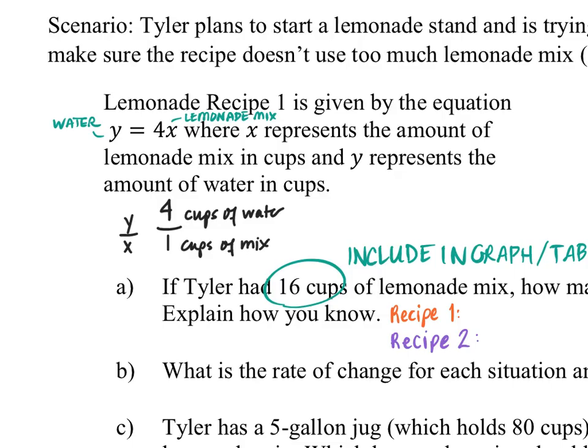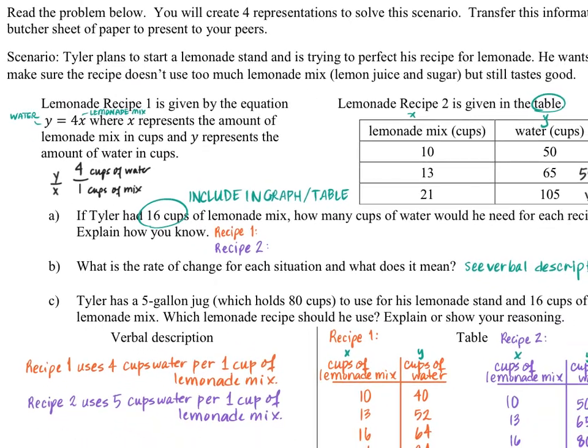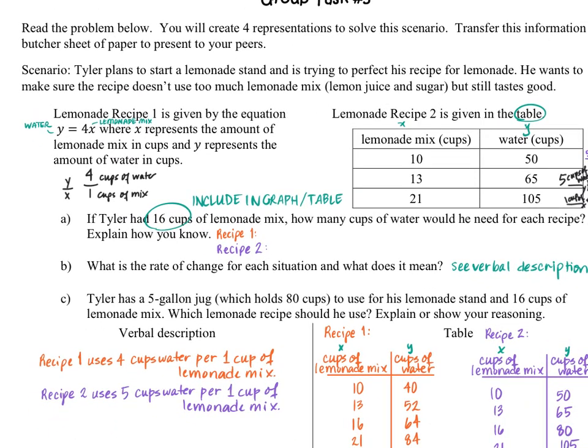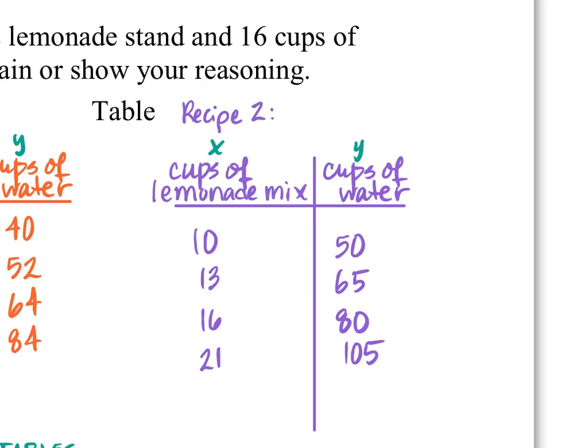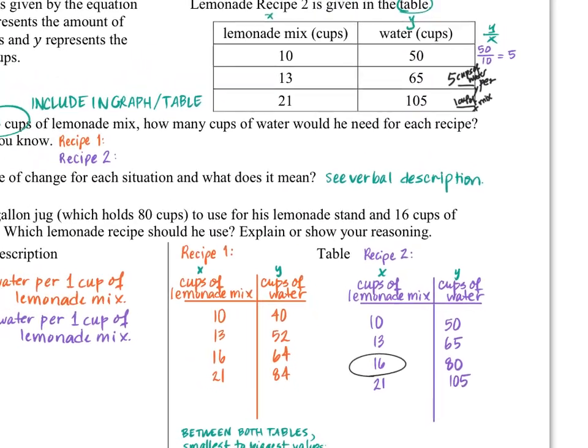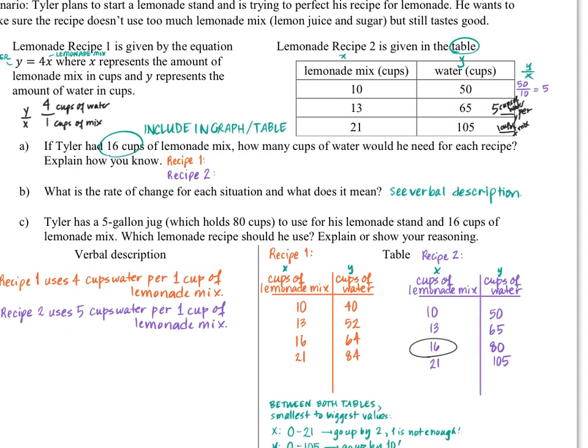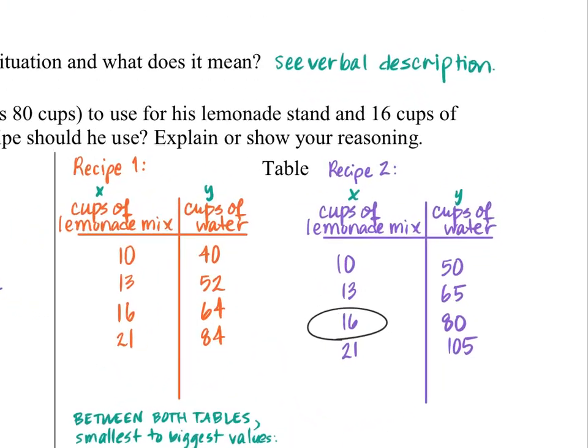Before we answer the questions in parts A through C, I'd like to dive right into the representations and look first at the tables. If you notice, I've copied down 3 of the values from recipe 2's table, the 10, the 13, and the 21, but you'll also hopefully see that there's an additional row with 16. If I zoom out and show you part A, we are looking to see how many cups of water would be needed to dilute 16 cups of lemonade mix. So that's why I've included that in the table.